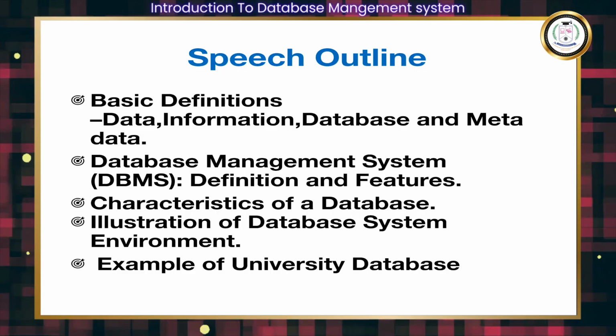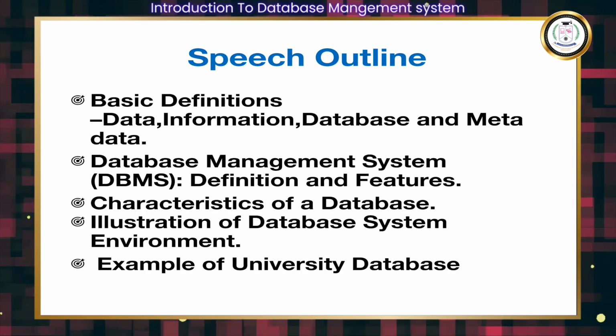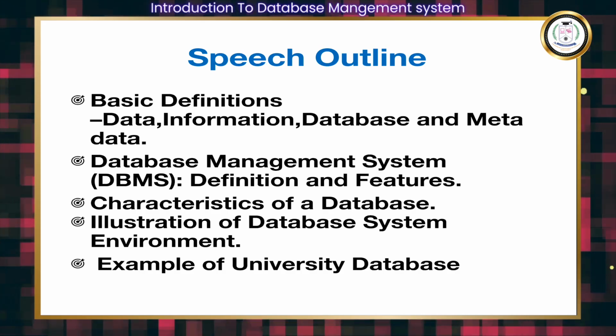And then we will be discussing about properties of database. We will discuss three key attributes of database: representation of real world aspects, logical coherence and purposeful design. Next, we will be briefly looking into illustration of database system environment, an overview of the database system environment involving users, programmers and the DBMS software processing queries.